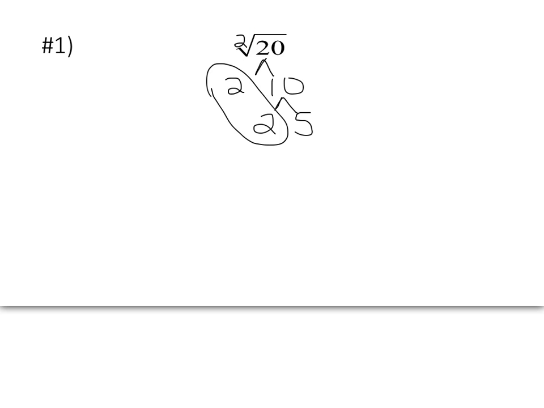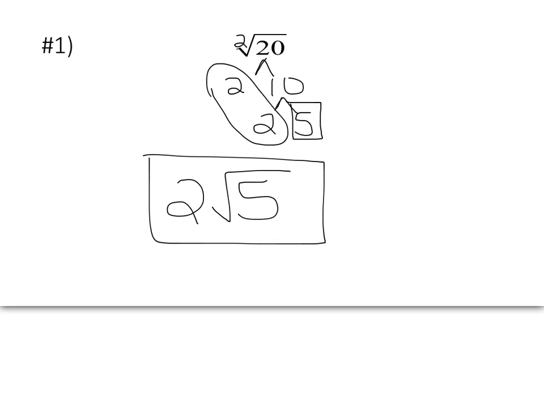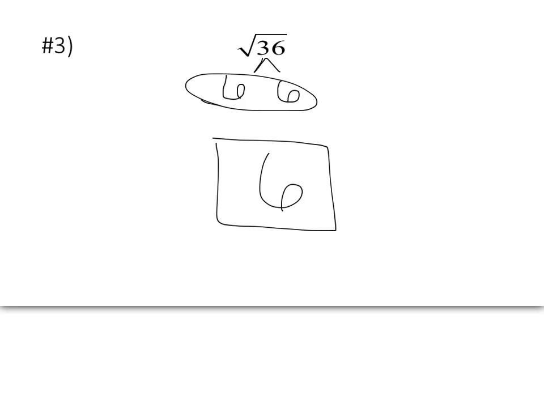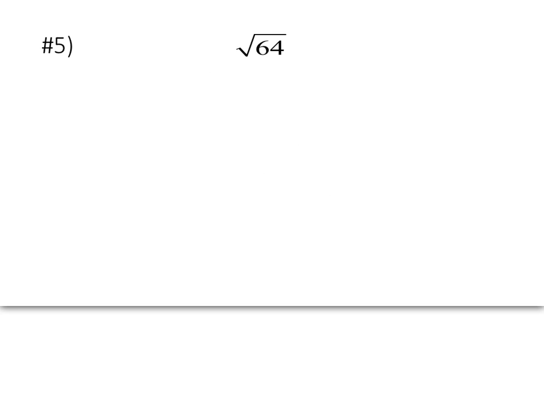So every time there's 2 of something, you're going to bring it out front. And then whatever's left, I always box, and that goes on the inside. So this is going to end up being 2 square root of 5. Alright, 36 is 6 times 6. And since there's 2 of them, you bring a 6 out front. And you should just know that one by heart.